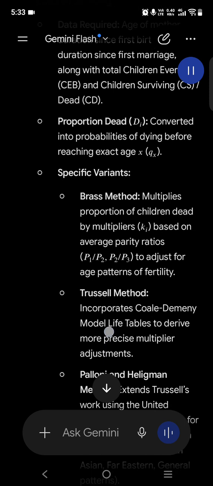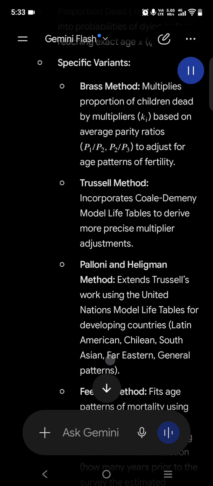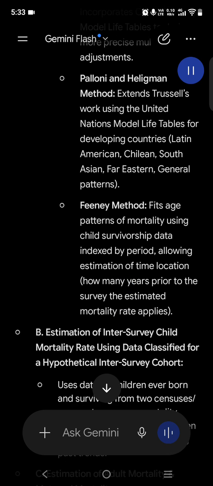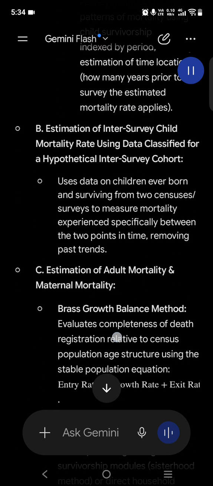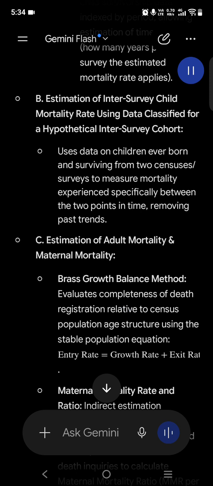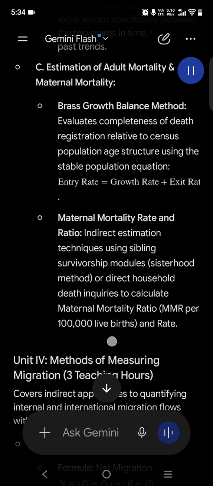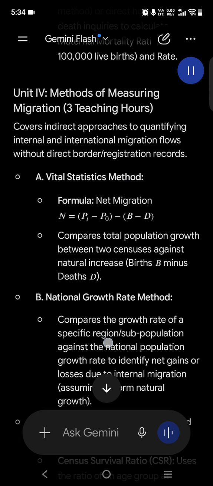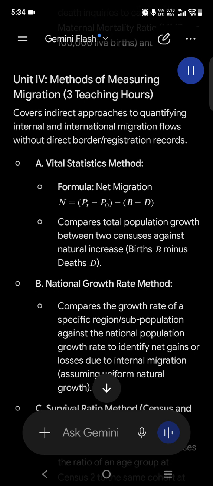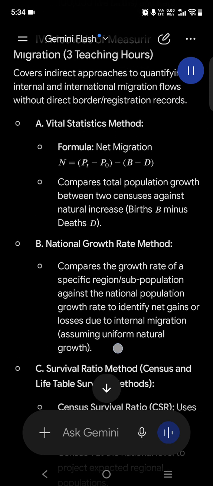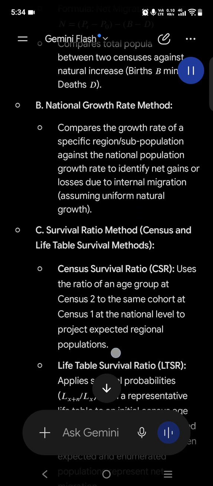Forward linkage provides the theoretical foundation for Population 652, Computer Application for Statistical and Geospatial Analysis in Semester 1. Detailed breakdown of units. Unit 1, Introduction to Indirect Techniques, 6 teaching hours. Focuses on why indirect methods are necessary in developing or data-scarce settings, and introduces stable population theory.